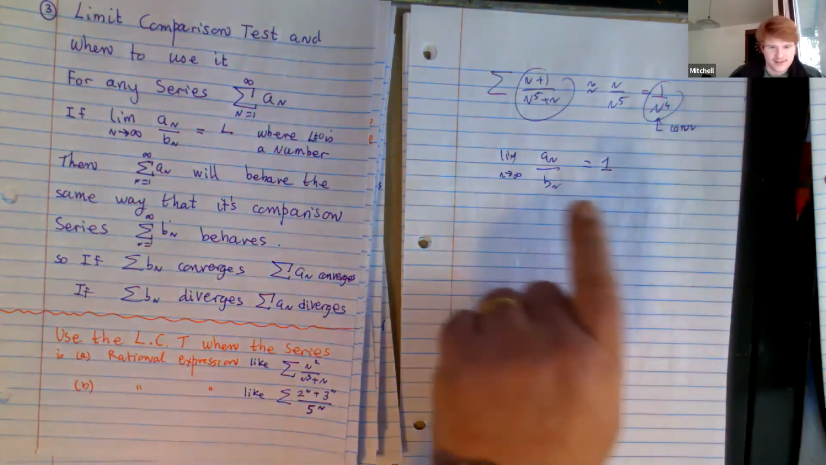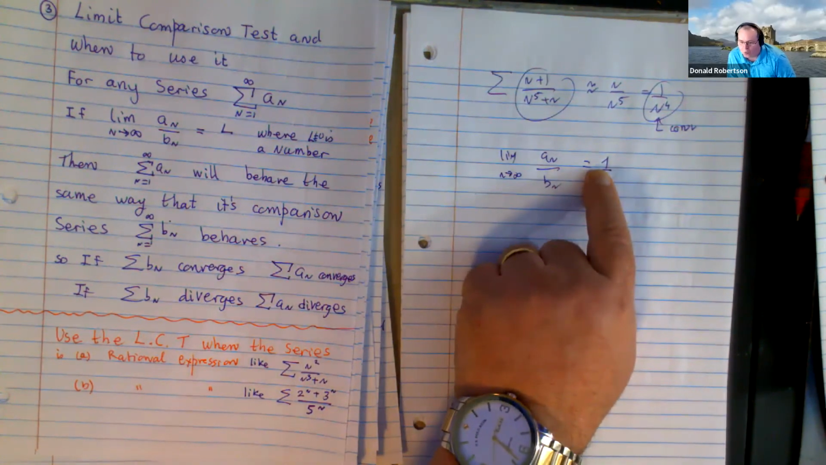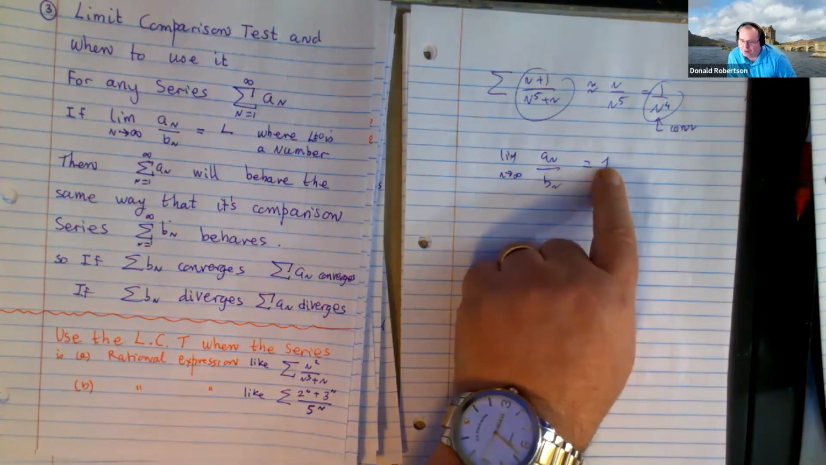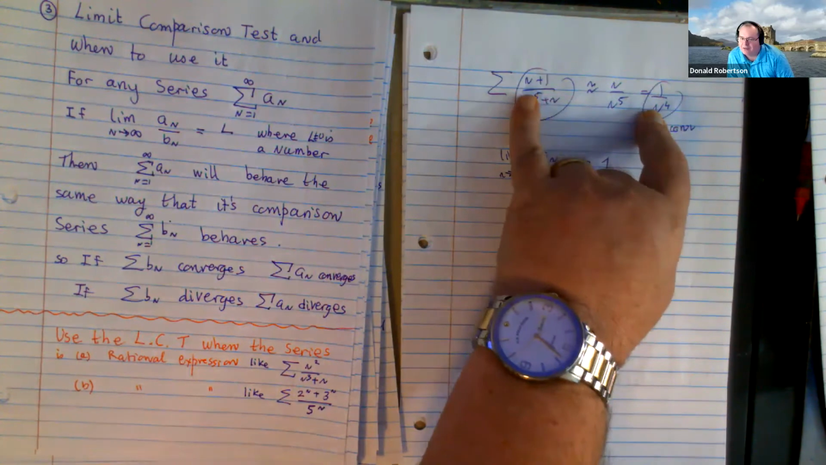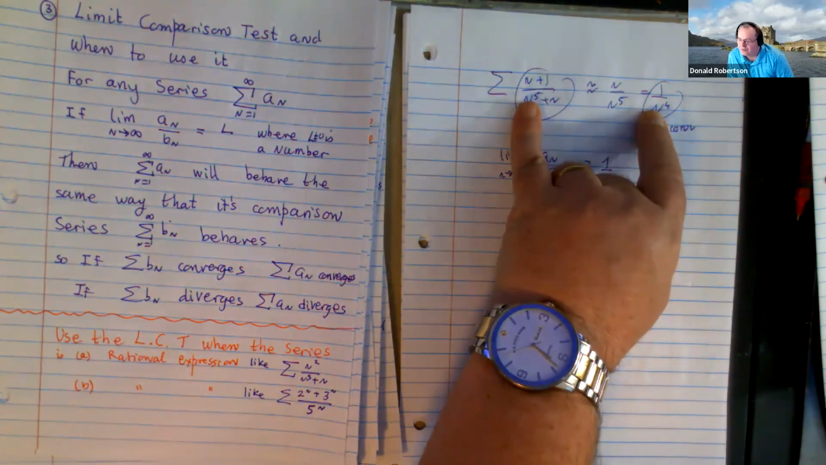If the limit of a_n over b_n is a number, 1 is just a number, right? Could be 2, it could be 22, but it's 1. If it's a number, then this guy and this guy behave the same. And we know this converges, so that converges.